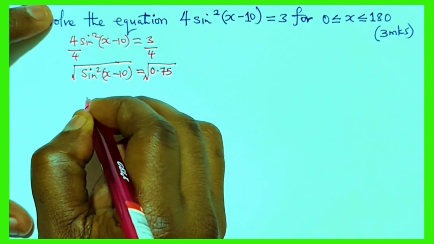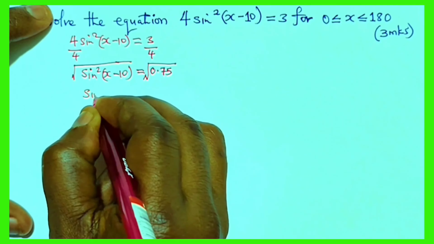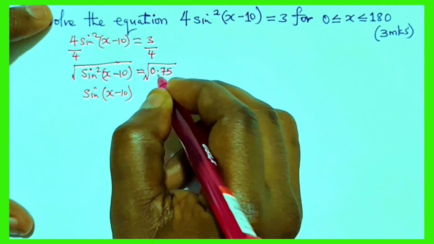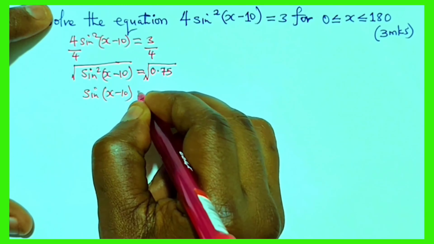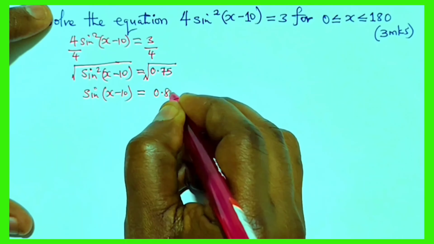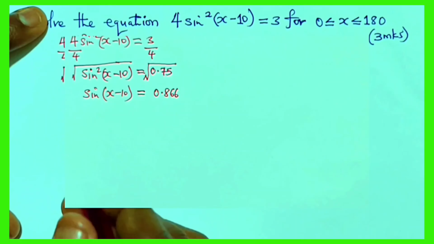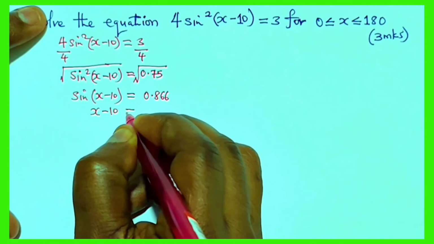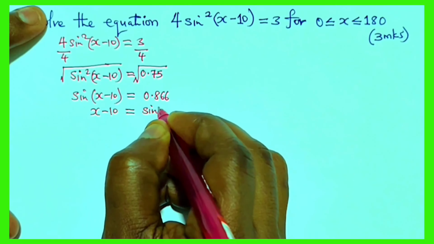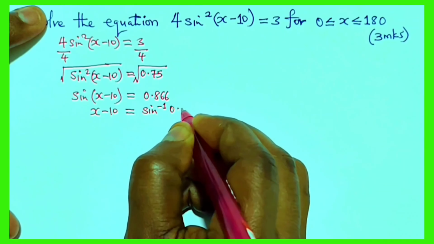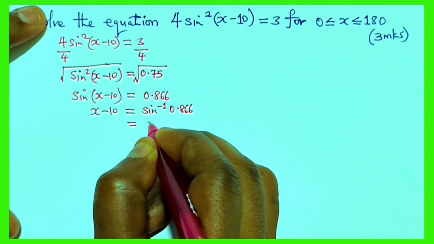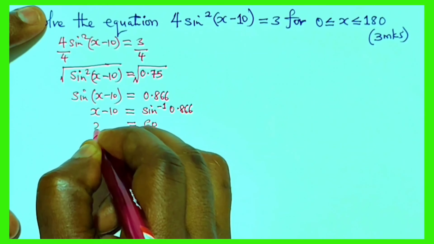So the square root here will lead us to getting sine (x minus 10), and then the square root of 0.75 will be 0.866, and therefore x minus 10 will be equal to the sine inverse of 0.866, which will be equal to 60 degrees.